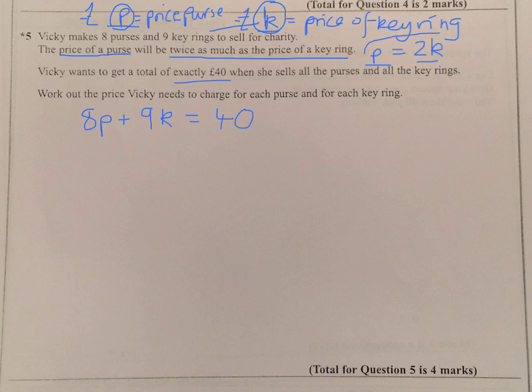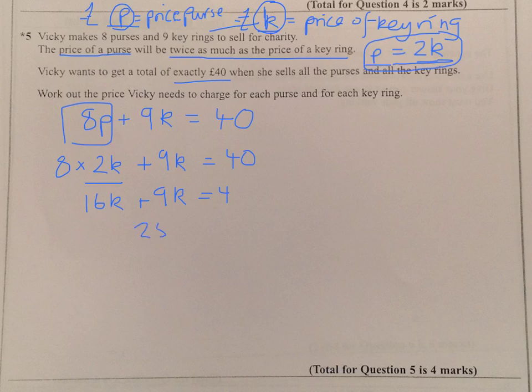But because we know that P is equal to 2K, we can actually use that and replace the P here with 2K. And that's great because we've now got a linear equation with just one unknown in it which we can solve. So 16K plus 9K is equal to 40. In other words, 25 lots of K is equal to 40. And if we divide both sides by 25, we get K is equal to 40 over 25.